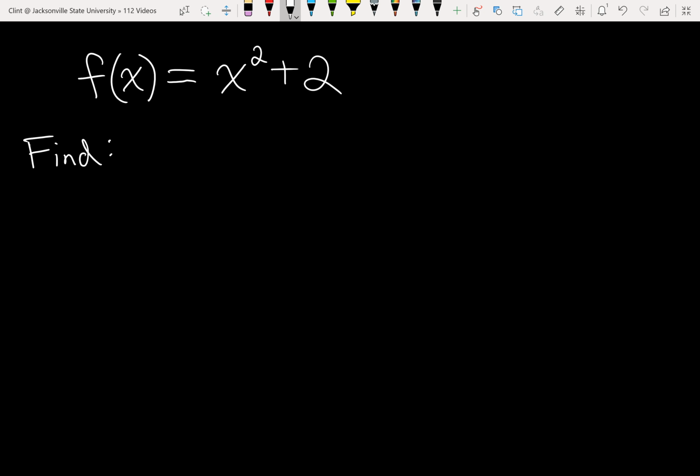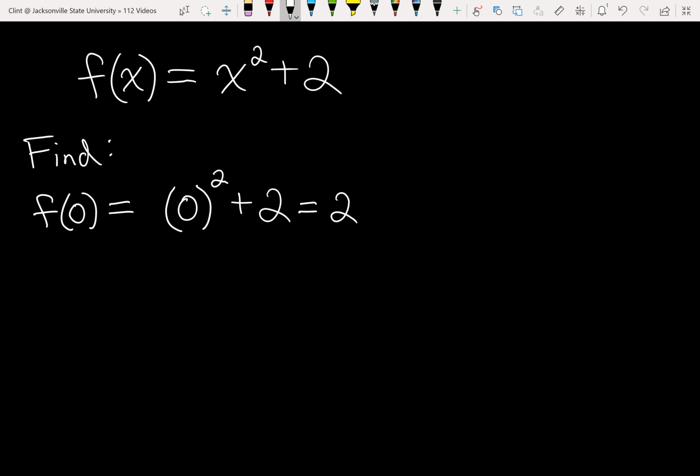We're going to evaluate it for a bunch of different values. So let's do f of 0. What that tells us to do is where we have an x in our function, instead of x, we're going to put in a 0. And lots of times it's really helpful to put in parentheses around where the x used to be. That helps with the order of operations. So here we'll do 0 squared plus 2. 0 squared is 0. 0 plus 2 is just 2. So f of 0 equals 2.